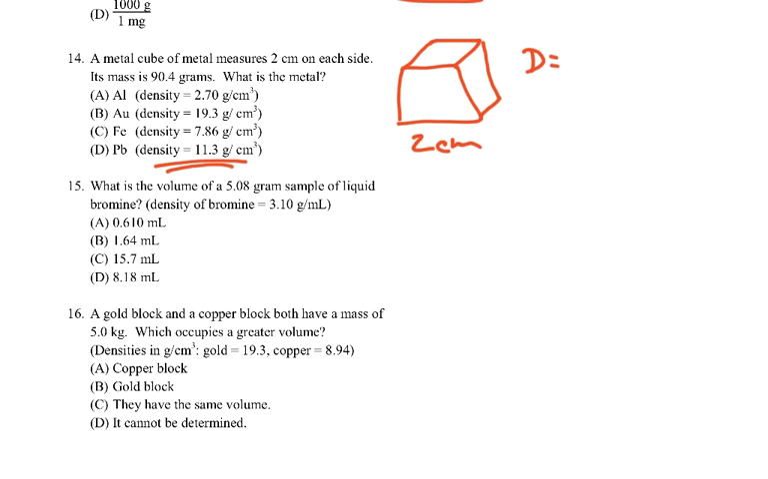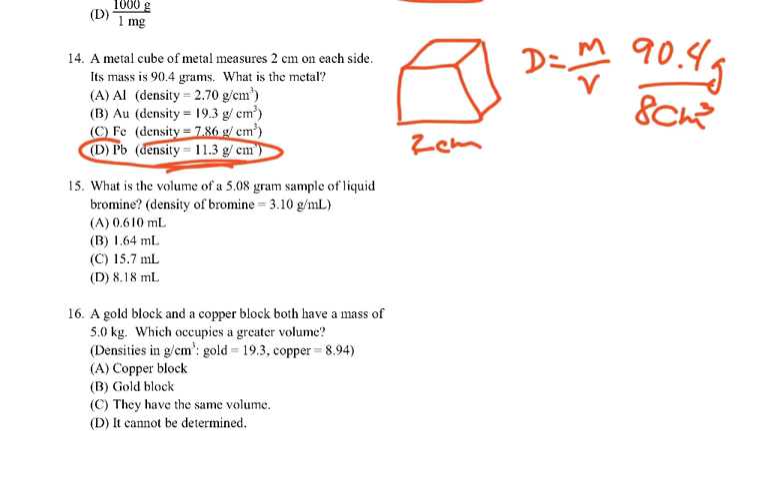Now, density is equal to mass over volume. Okay, and the mass is given. That's 90.4 grams. Now, what's the volume? Okay, this is a cube, so it's 2 times 2 times 2, which is 8. It's centimeters times centimeters times centimeters, so it's 8 centimeters cubed. So I'm looking for something that's 90 over 8. Well, if this was 80, that would be 10, so it's a little bit bigger than 10. So I can see my answer is going to be D, 11.3.